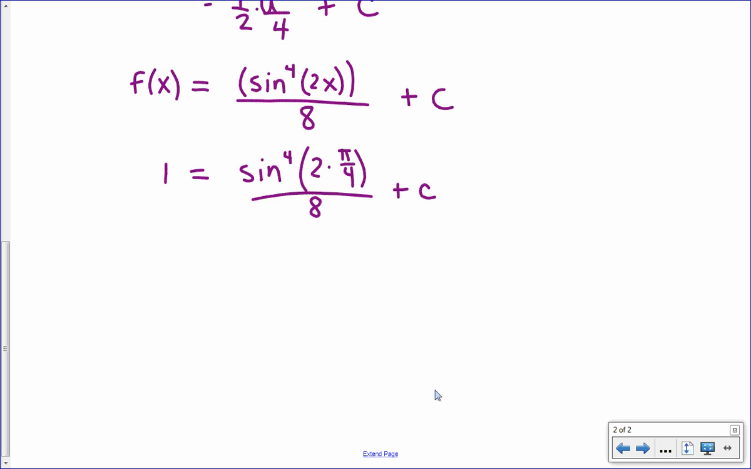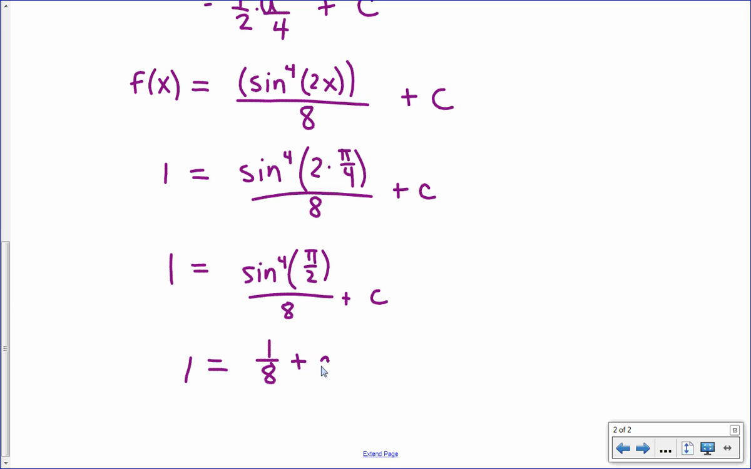Well, 2 times pi over 4 is just pi over 2. So this is the sine to the 4th power of pi over 2 over 8 plus c. Sine to the 4th power of pi over 2 means do the sine of pi over 2, and pi over 2 is 90 degrees. So if you think about the sine of 90 as y over the radius, at a 90-degree angle, the y value is 1. So the numerator of this is just 1 to the 4th power, which is 1. So 1/8 plus c. Subtract 1/8 from both sides, and 7/8 equals c.